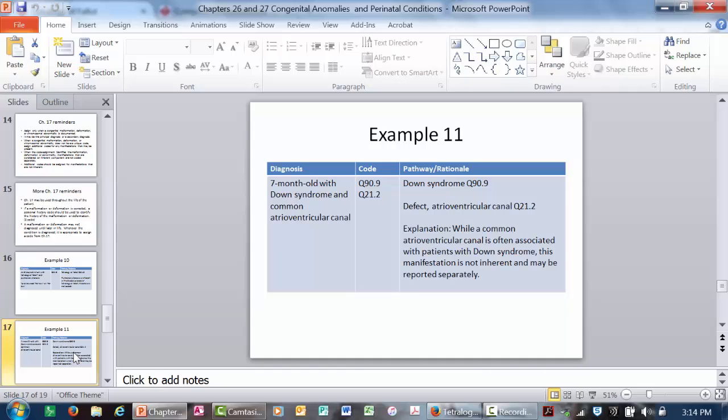And here we have a 7-month-old with Down syndrome and an AV canal defect. The diagnostic statement says common atrioventricular canal, but what that means is it's common, meaning that some of the divisions that are normally in the heart are not there. So the atrium and the ventricle, for example, could be sharing space, so now it's a common space. So what you're really coding for a common AV canal is a defect. And I have the pathway here on the right. While it is seen in patients with Down syndrome, it is not considered a manifestation of Down syndrome, therefore it would be coded separately.